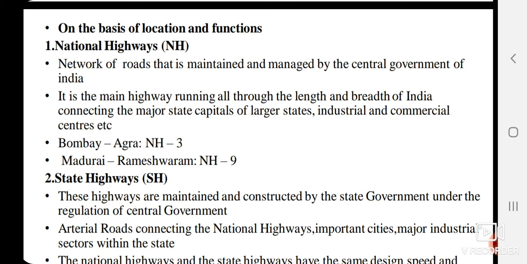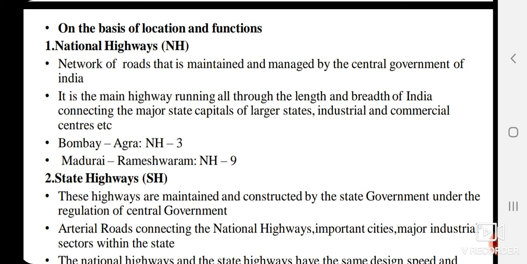The first one is national highways. National highways are the main highways running throughout the length and breadth of India, which connect the capitals of larger states, or industrial and commercial centers, etc. We can simply say that national highways connect roads from one state to another state. The maintenance and management of these roads come under the central government of India. They maintain and manage these types of roads.